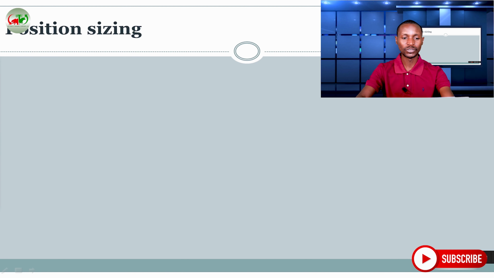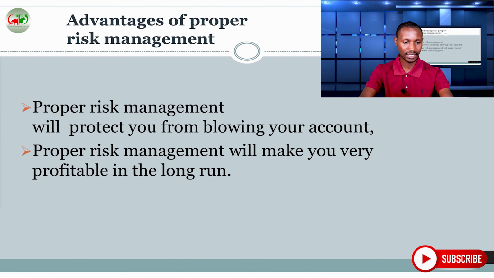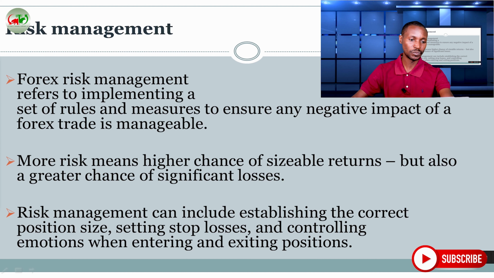Now, let's go for position sizing. As you remember, we have seen that risk management refers to establishing a proper position sizing, setting a stop loss, and controlling your emotions. I think we have covered controlling the emotions in trading psychology. Setting stop loss, we will see in the near future. And today, let's see about the position sizing in order to know in detail what it is.